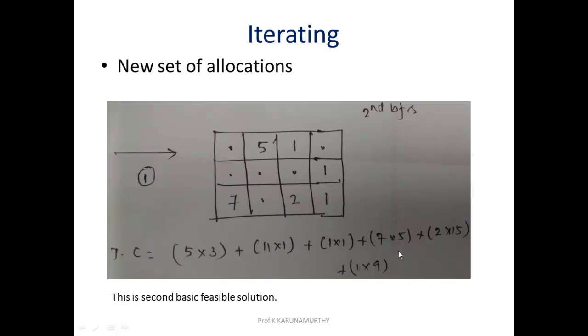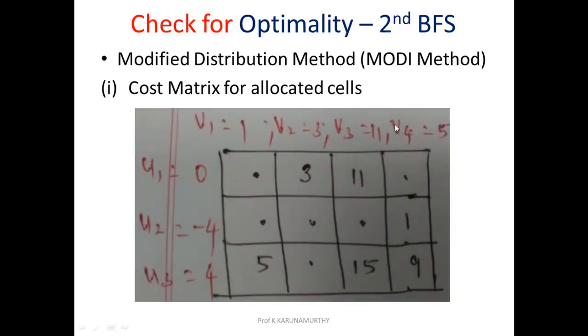Now we are going to determine whether this obtained solution is optimum or not. For that we have to apply the modified distribution method, that is the MODI method, which involves the procedure like writing the cost matrix for the allocated cells, then applying U plus V, then writing the U plus V matrix for unallocated cells, and determining the cell evaluation matrix. The same procedure we are going to follow now, adapting it for the second basic feasible solution.